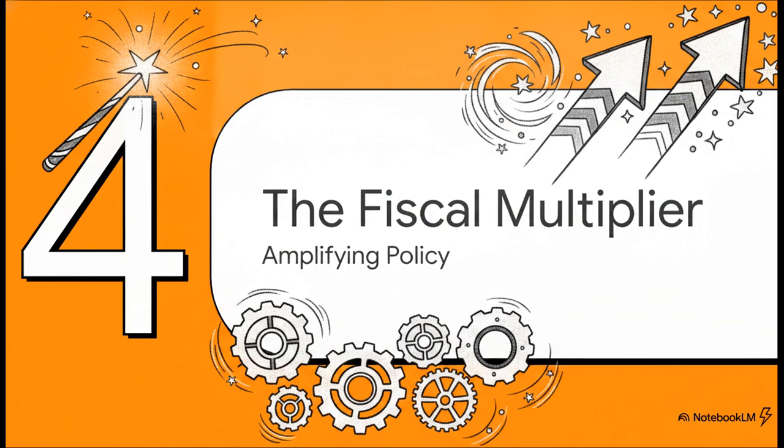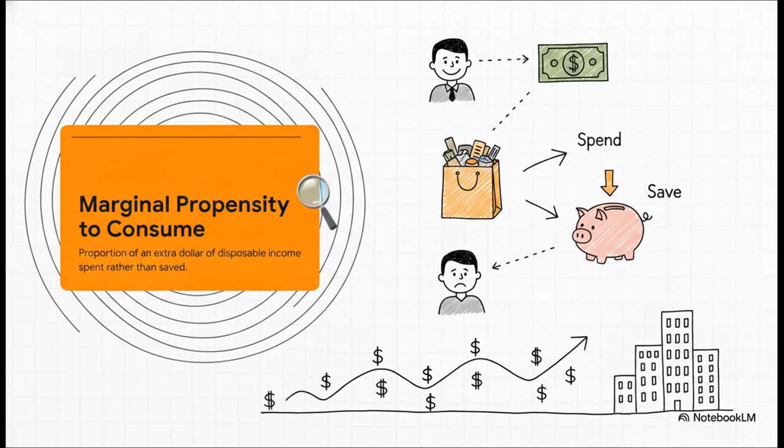Section 4. The Fiscal Multiplier, Amplifying Policy. This brings us to a mathematical power-up for the government, the fiscal multiplier. And this entire concept rests on one key metric, the marginal propensity to consume, or MPC. Just imagine getting a surprise extra dollar in your pocket today. The MPC is simply the percentage of that dollar you take to the store to spend versus what you drop into your piggy bank to save.